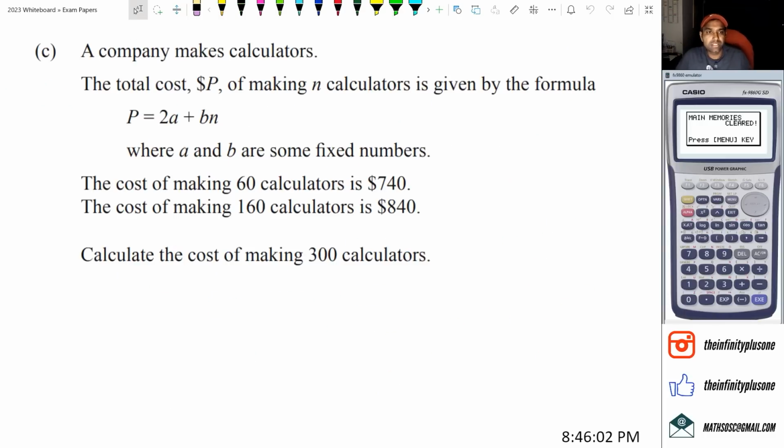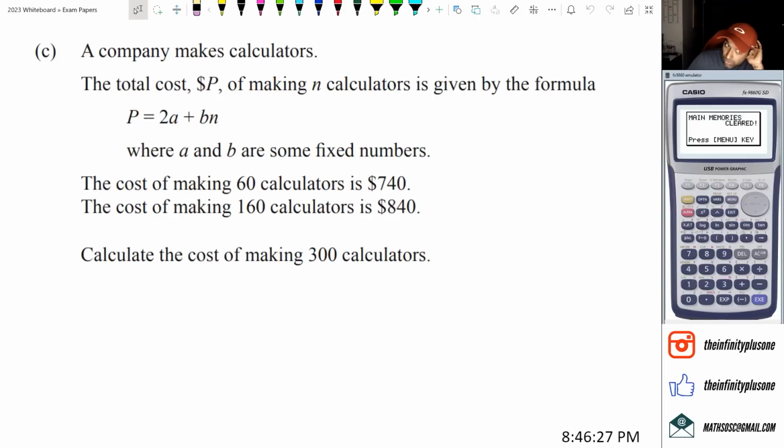So with question C, what we've got here is a company makes calculators, blah blah blah. Look, and I'm going to be honest, anytime people look at these questions, they start to go, oh my god, it's simultaneous equations, I don't want to deal with this. If that's the case, what you need to do is come up with a table. A table will always help you guys see things in a different way than words.